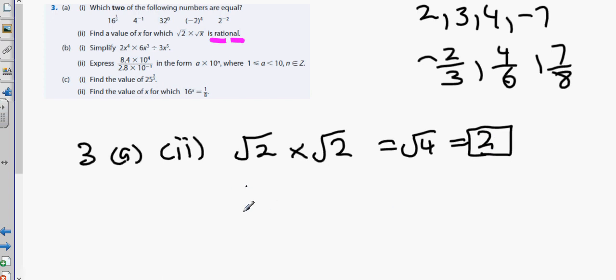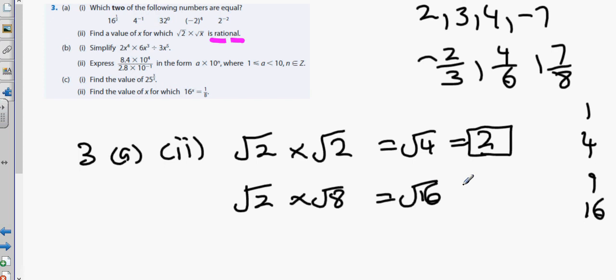Another answer might be root 8. You want to multiply so it ends up as one of these numbers here. So I'm going to turn it into root 16 this time, so I'm going to use root 8 as my answer. That would be root 16, and that would equal 4. So basically you have to multiply it by another surd that gives a perfect square value, so when you put it into the surd, you get the square root of a perfect square number. It turns out to be a normal rational whole number.